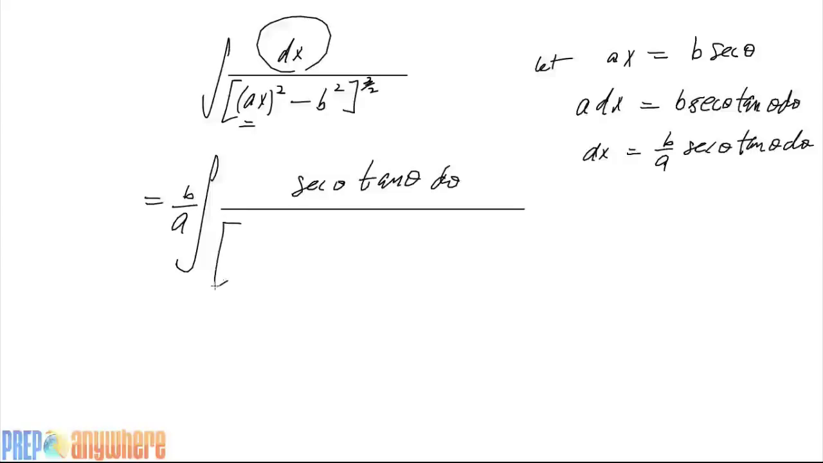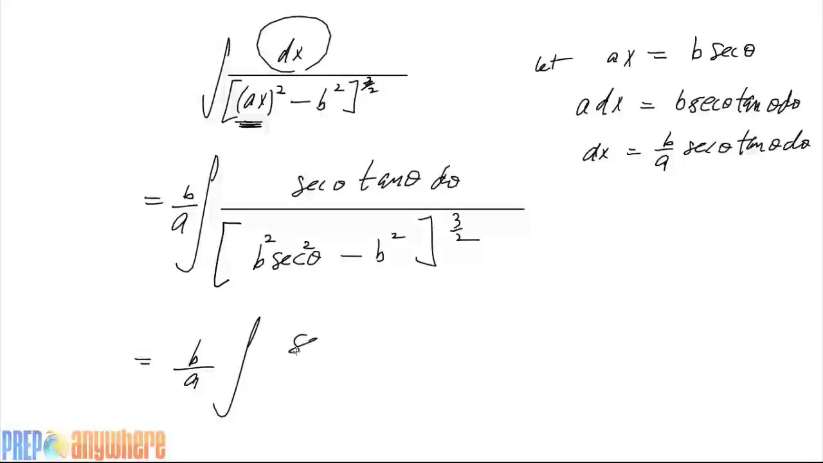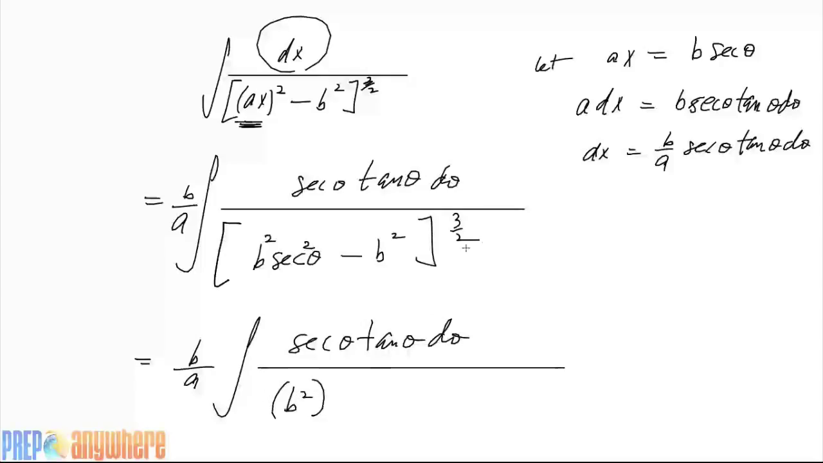Okay, ax I'm going to replace with b secant of theta. I'm going to square that, so I get that squared as well as this squared. So I just replace that with b secant squared theta minus b squared, all to the power of 3 over 2. So we can factor out a b squared, so we have b squared to the power of 3 over 2. And what's left over inside is secant squared theta minus 1 to the power of 3 over 2.